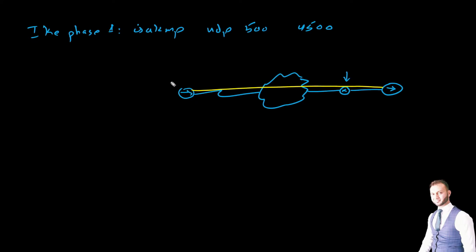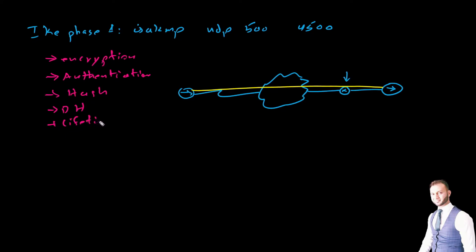Now in IKE phase 1, both ends need to agree on a policy and set of rules: what sort of encryption mechanism should they be using, what method of authentication should they be using, what sort of hashing shall they be using, which Diffie-Hellman group shall they use, and what should be the lifetime of the key. So all these parameters shall be agreed in IKE phase 1 to create a bridge for IKE phase 2 to work.